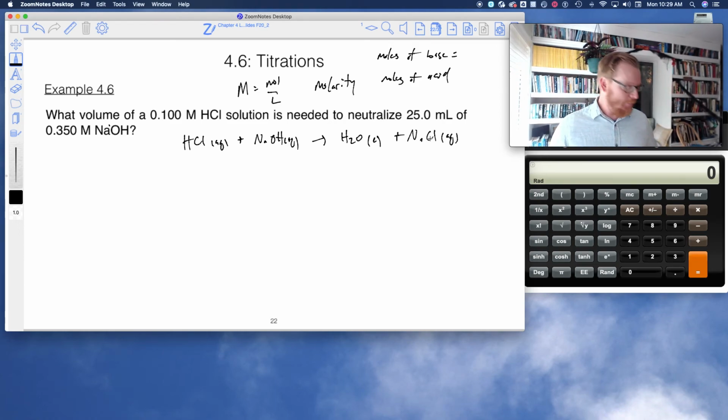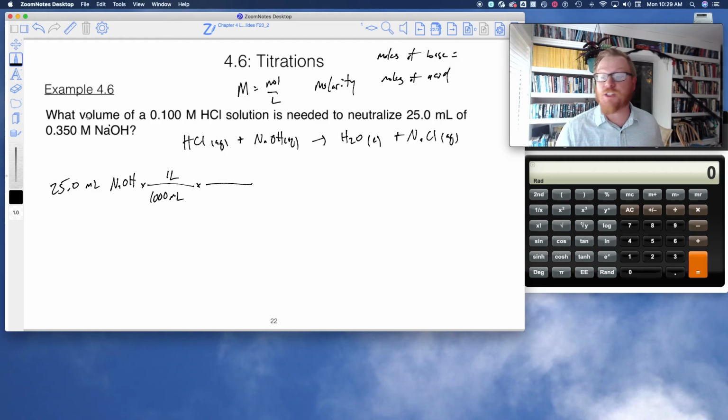So I'm going to start by saying my 25 milliliters of NaOH, because when I have a volume and a concentration, that will give me moles. Volume, concentration gives me moles. Watch, check it out. I can say 25.0 milliliters of NaOH. I'm going to convert this to liters because I have the molarity going on. So 1,000 milliliters are in 1 liter. And this is how I can use this molarity. Check out how this works. Because I know it's moles per liter, and I really need liters to cancel.